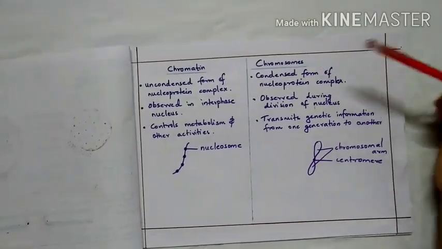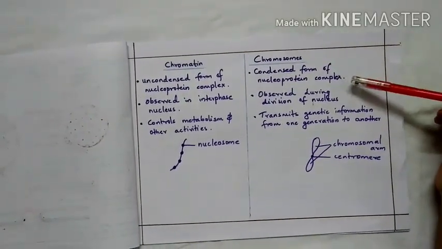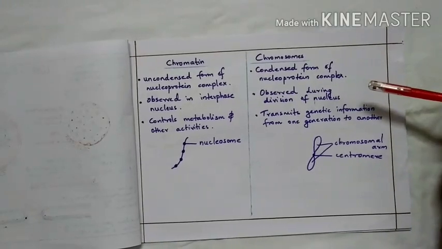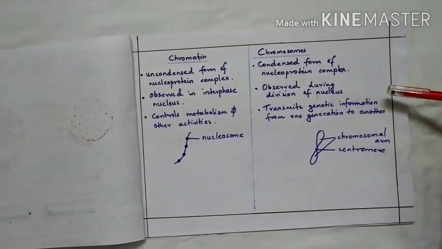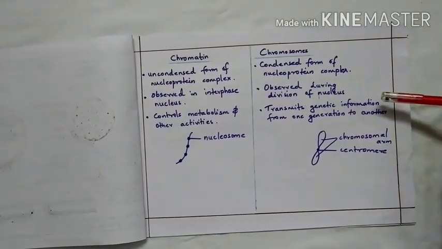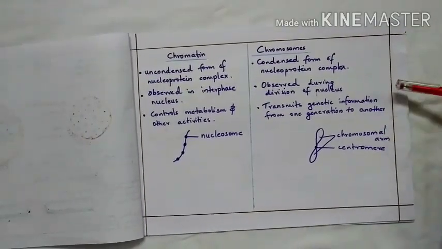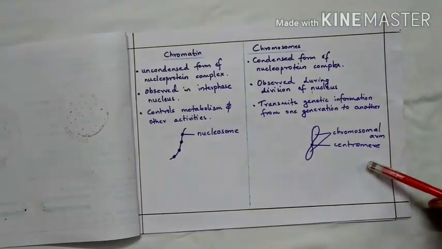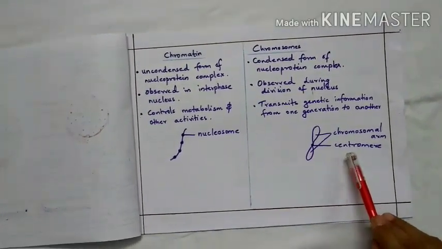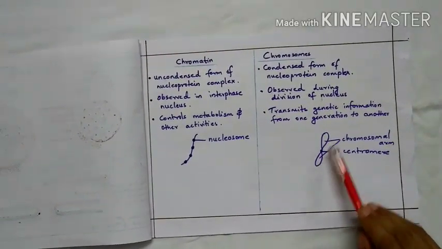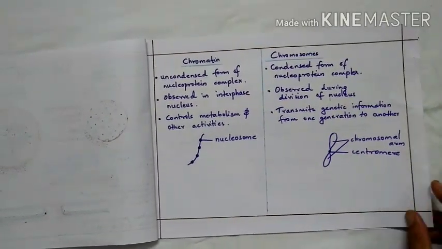Whereas chromosomes are the condensed form of the nucleoprotein complex. They are observed during division of the nucleus or karyokinesis. They transmit genetic information from one generation to another. And a chromosome looks like this, with a constricted region in the center called the centromere and with chromosomal arms on either side of the centromere.